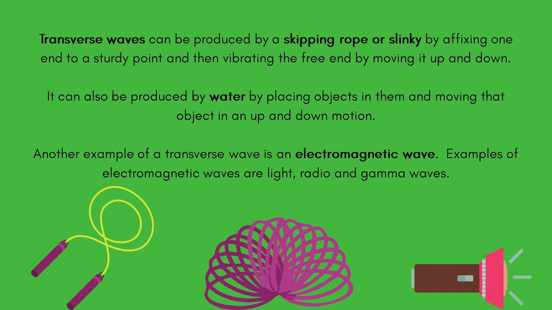Transverse waves can be produced by a skipping rope or slinky, by affixing one end to a sturdy point and then vibrating the free end by moving it up and down. It can also be produced by water by placing objects in it and moving that object in an up and down motion. Another example of a transverse wave is an electromagnetic wave. Examples of electromagnetic waves are light, radio, and gamma waves.